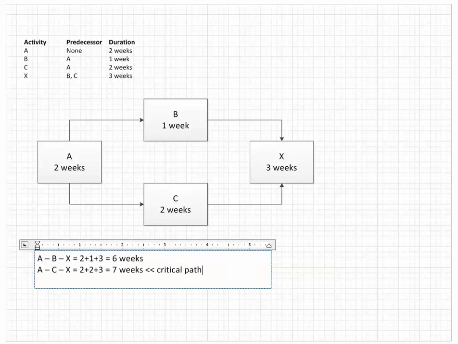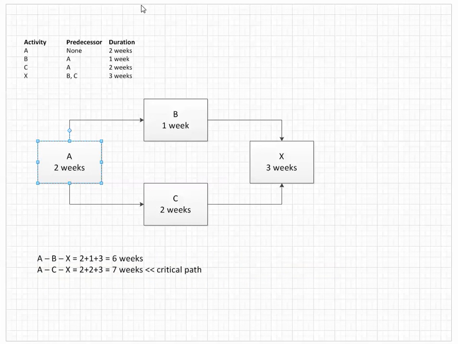Now, the critical path is really important because the critical path is where the risk is. If anything on the critical path slips, then the project will take longer than we had intended. Now, in this case, there's only one critical path, but imagine that B was 2 weeks long. Then we would actually have 2 critical paths.